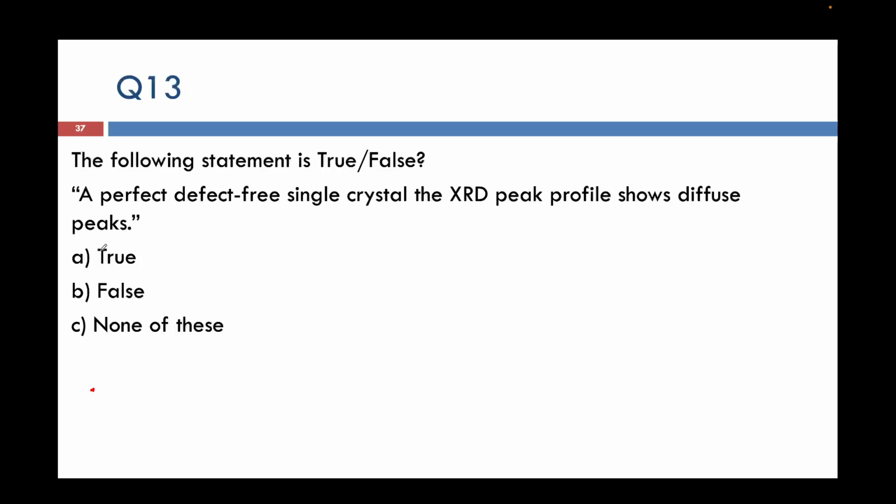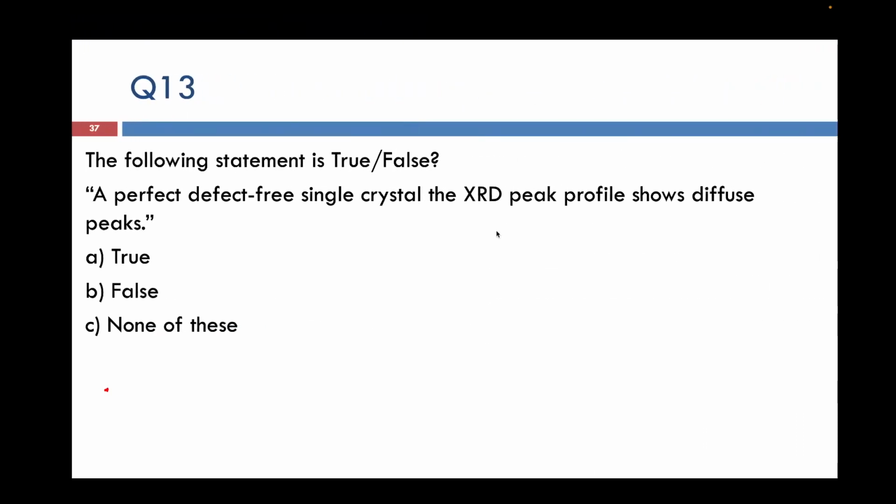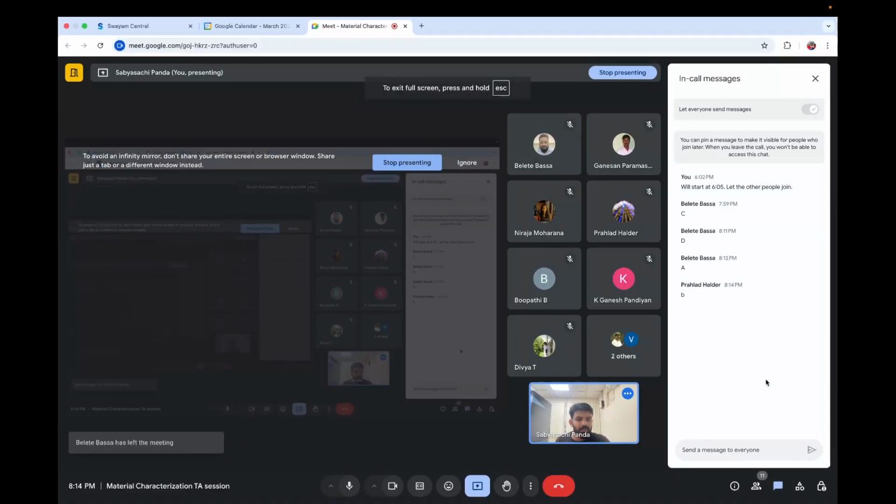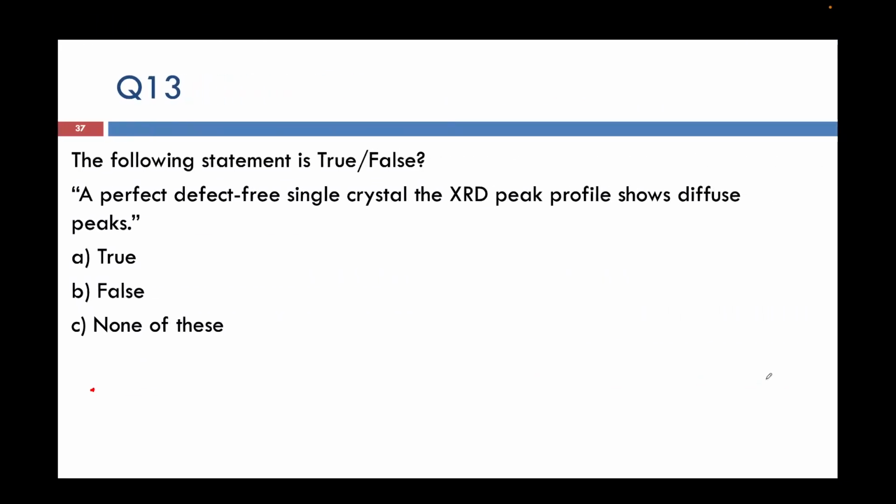So this is the last question. The following statement is true or false: a perfect defect-free single crystal XRD peak profile shows diffuse peaks. Whether it's correct or wrong, can anyone of you answer? Is anyone there or not? Yes, someone has answered, I think. B. Yeah, that's correct.